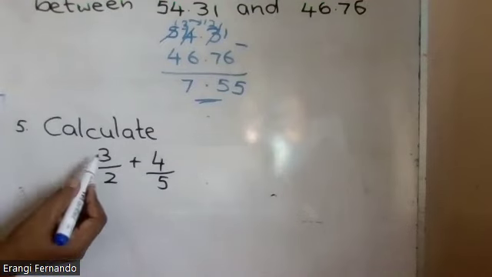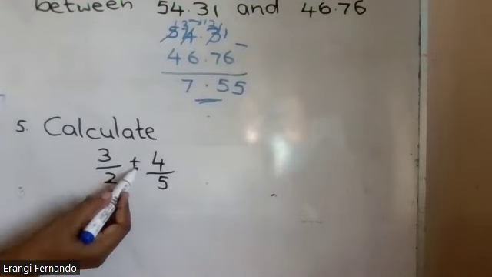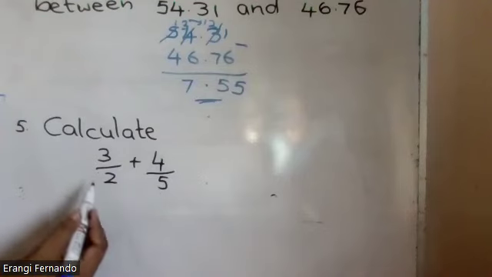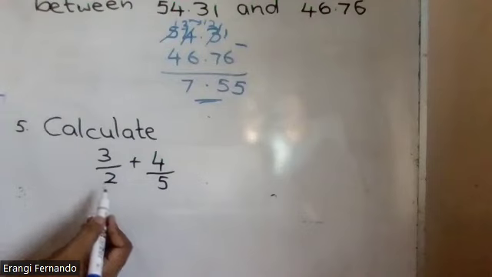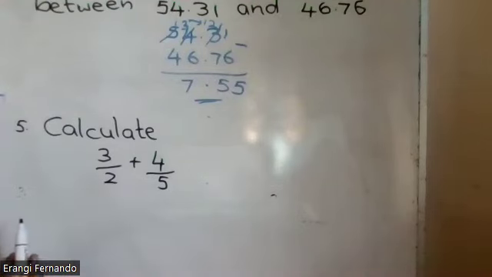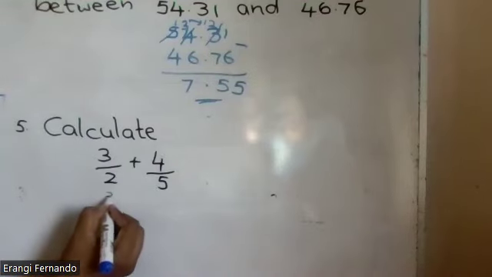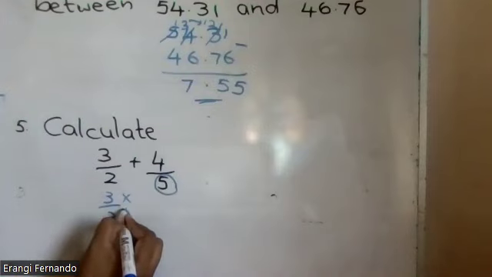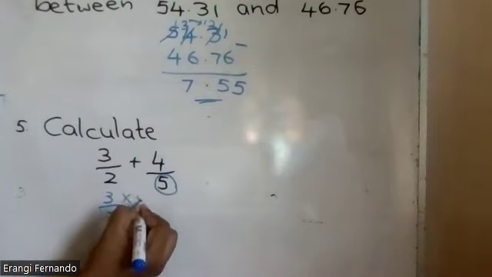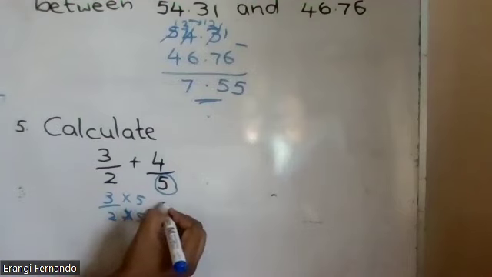The next one, calculate. Adding fractions. 3/2 plus 4/5. So first you check the denominators. Now here the denominators are not the same. You have to do the cross multiplication. So 3/2, you have to multiply both by 5.